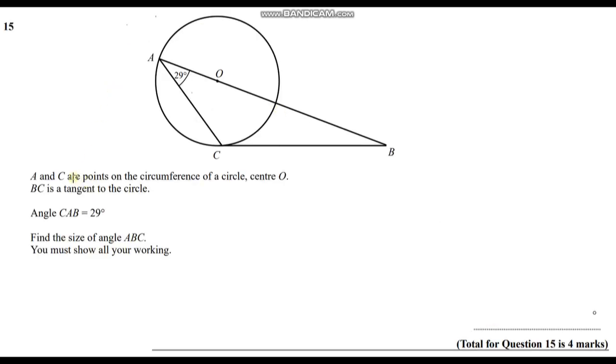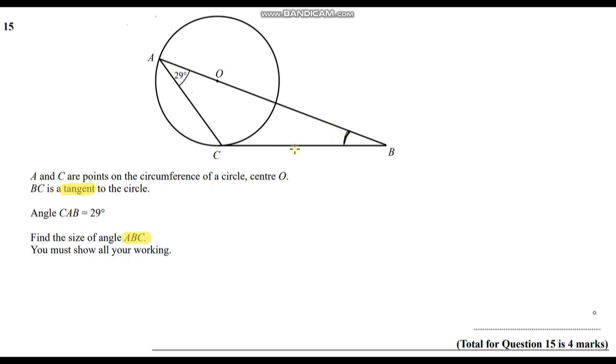Question 15. A and C are points on the circumference of a circle centered O, and BC is a tangent to the circle. Probably going to be useful information going forward. We're also told that angle CAB, which is this angle here, is 29 degrees. We need to find the size of angle ABC, and we must show all of our working out. So first of all, what is angle ABC? ABC, that is this angle here.